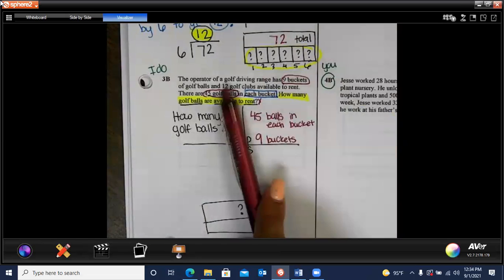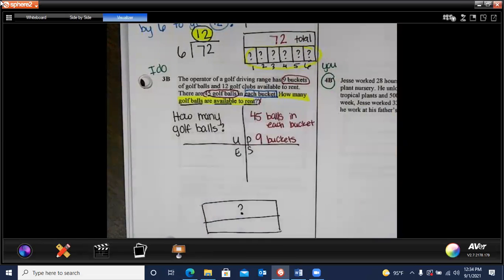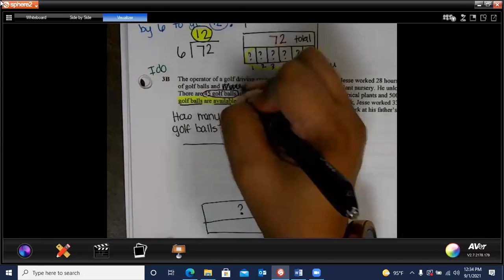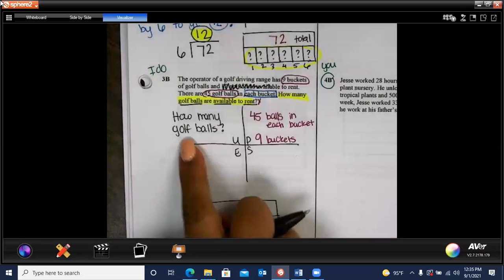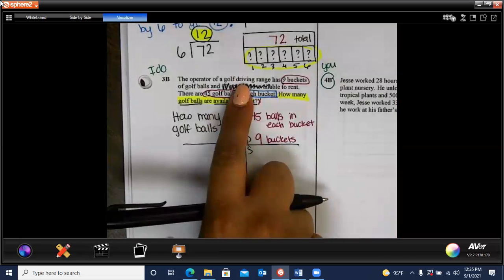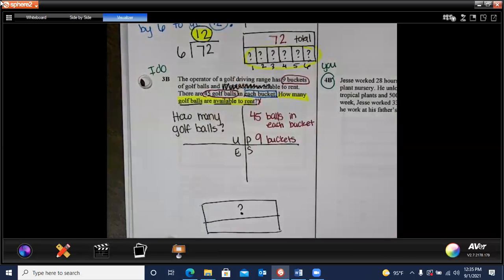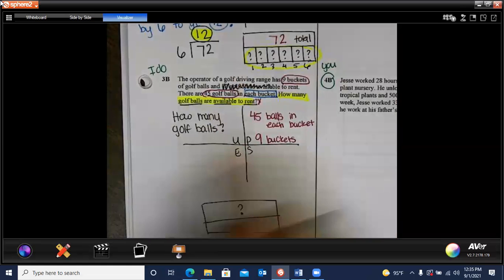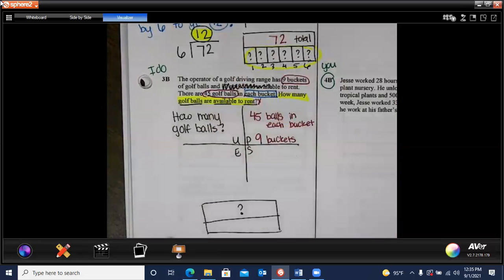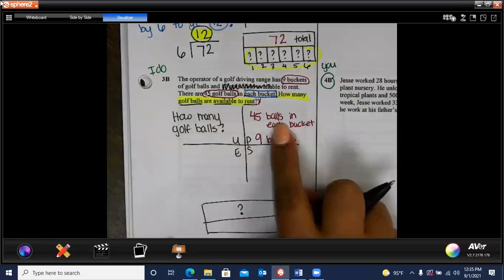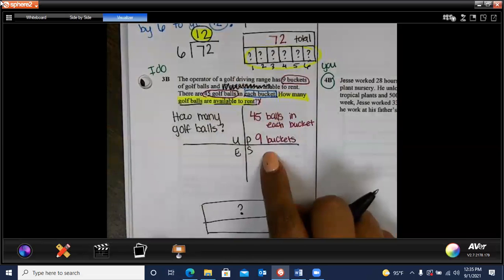Somebody mentioned 12 golf clubs. Do we need 12 golf clubs? No. Why not? Because it's only asking for the golf balls, right? So that is extra information that we have to throw out. It is trash. All I know is that I have 45 balls in each bucket and there are 9 buckets.